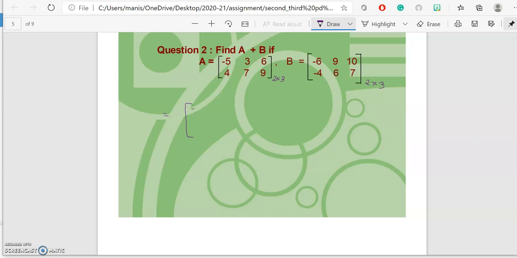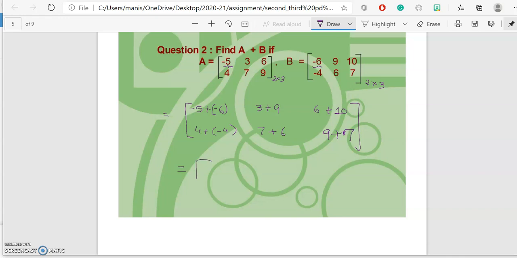So what I do is add the corresponding element with the corresponding element. This is my negative 5 at the first position, and negative 6 is over here. I'll put the plus sign from my side since I'm adding these two. Then I have 3, I will put plus 9, then I have 6 plus 10. As you all can see, I'm taking corresponding element with corresponding element. This is my 4 plus negative 4, this is my 7 plus 6 and 9 plus 7. Here you go.